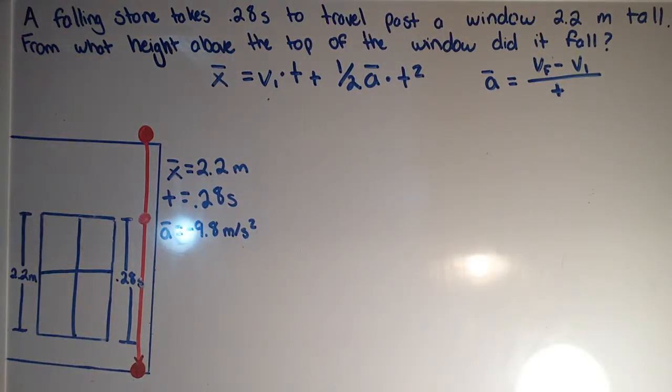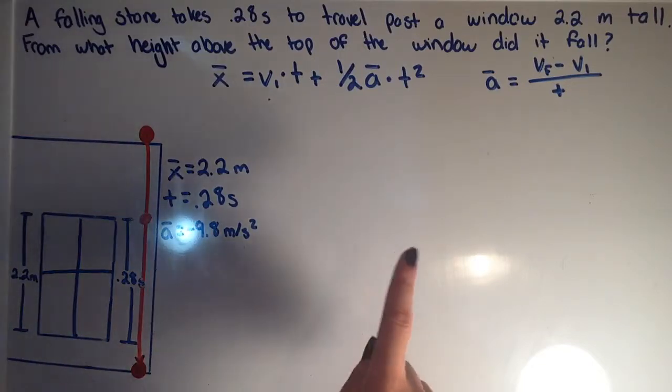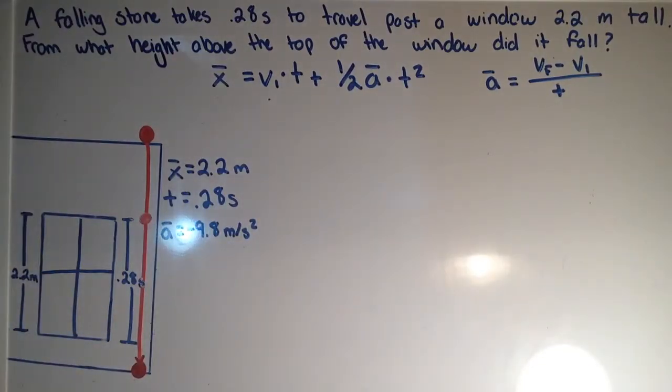Okay, so here we have a problem that says a falling stone takes 0.28 seconds to travel past a window 2.2 meters tall. From what height above the top of the window did it fall? So here we have a diagram that depicts what is said in the situation given.